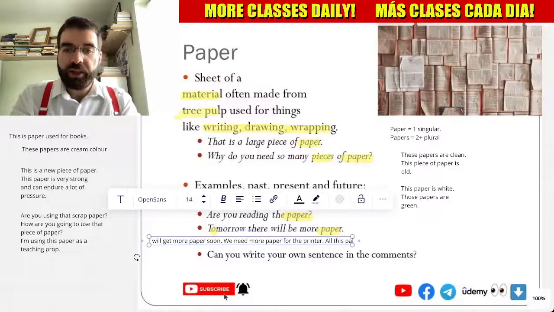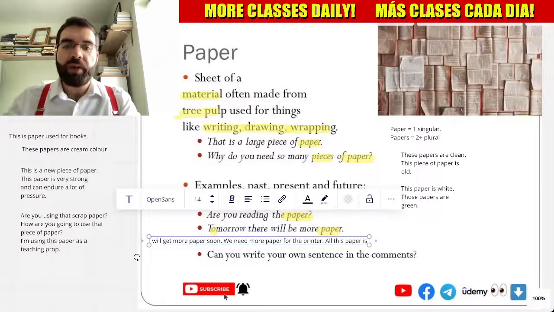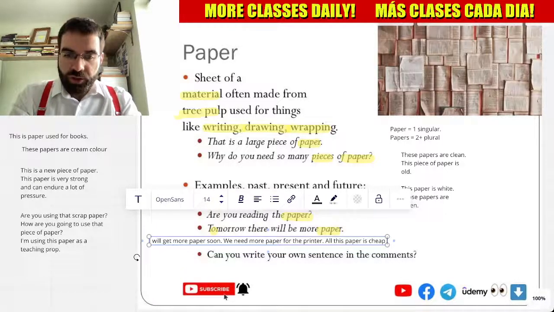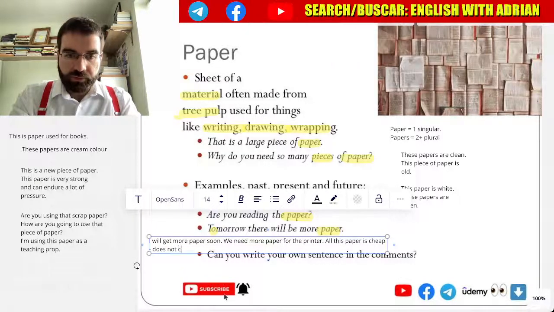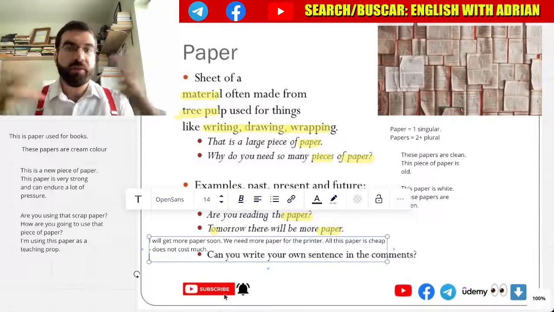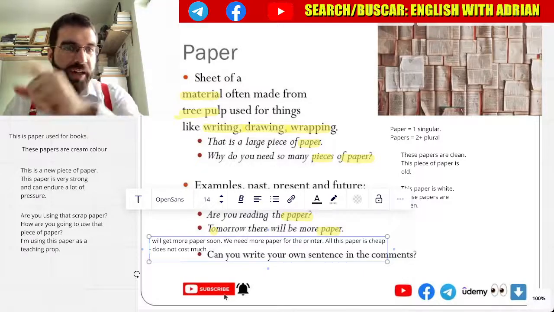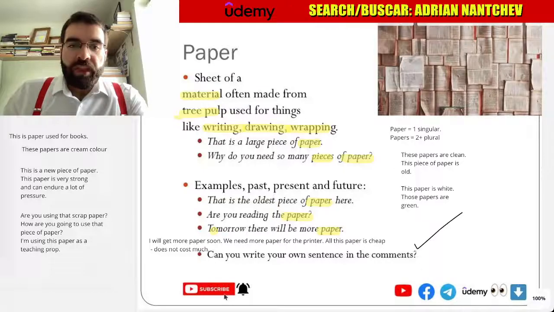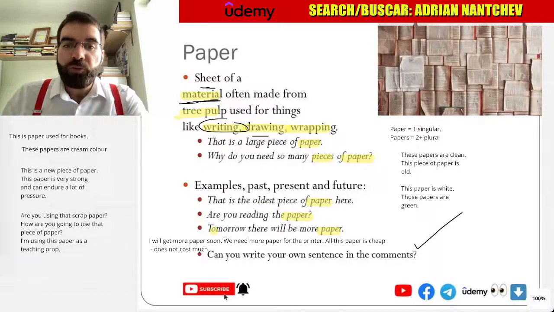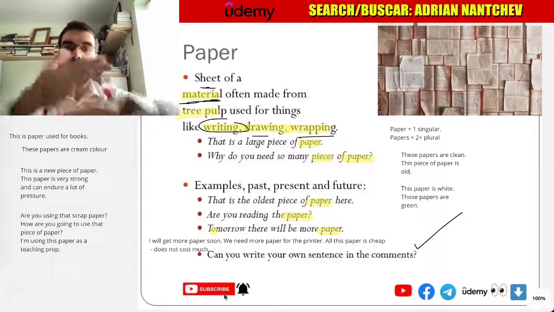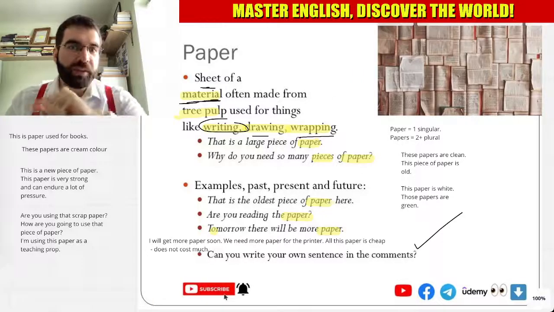All this paper is cheap. It does not cost much. This paper is cheap. How cool is that, Language Explorers? So, paper: sheets of material used for writing, drawing, or wrapping. Wrapping. How cool is that?